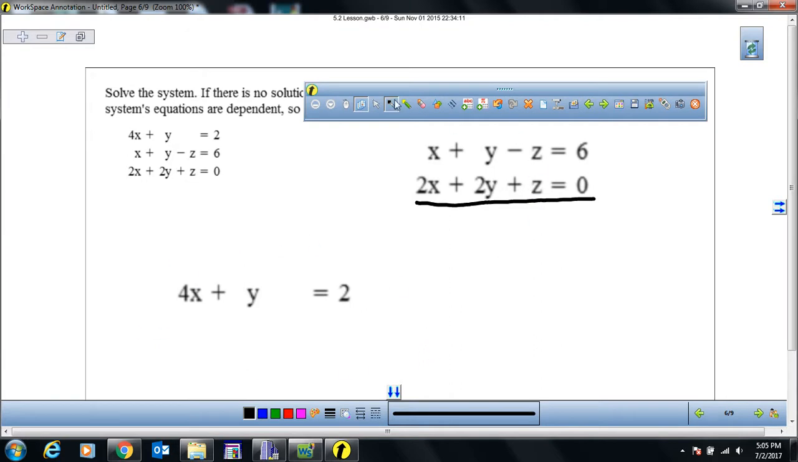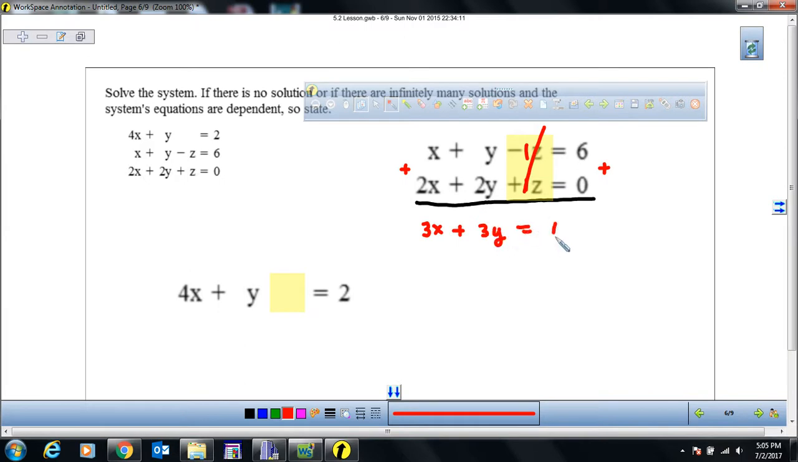So let's eliminate that same variable that is missing here, which is the z. What do I need to multiply so that the z's cancel out right here? Nothing, because they're already a -1 and a +1. So all I got to do is add these two equations. So the z's cancel, so you're going to be left with 3x plus 3y equals 6 from that equation.